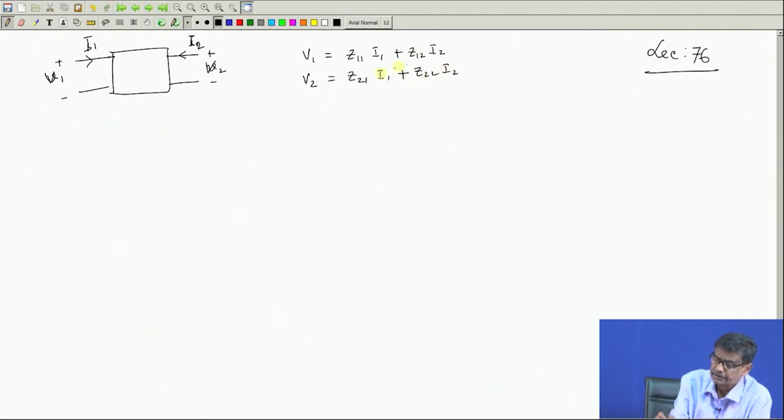We have seen that if this two-port network is reciprocal, then Z12 should be equal to Z21, that we have established earlier for reciprocity.